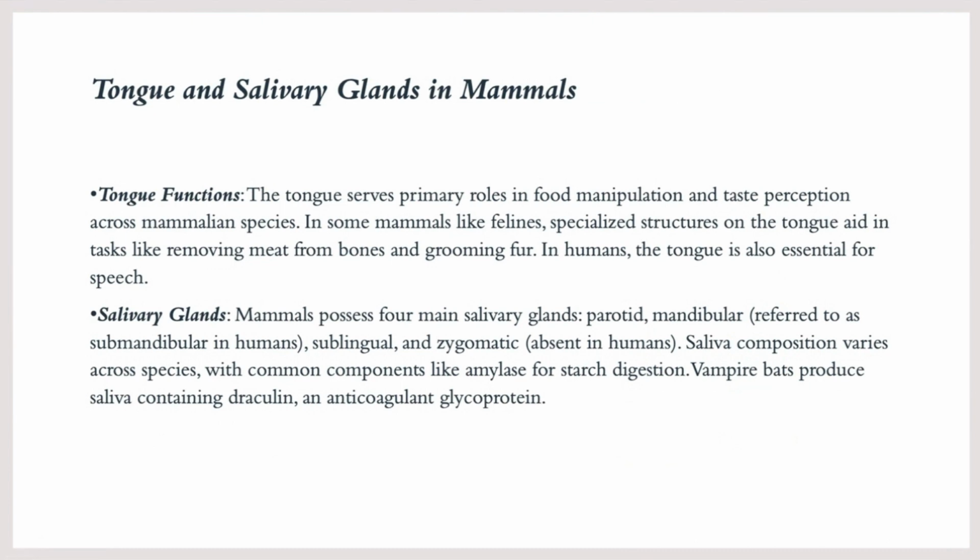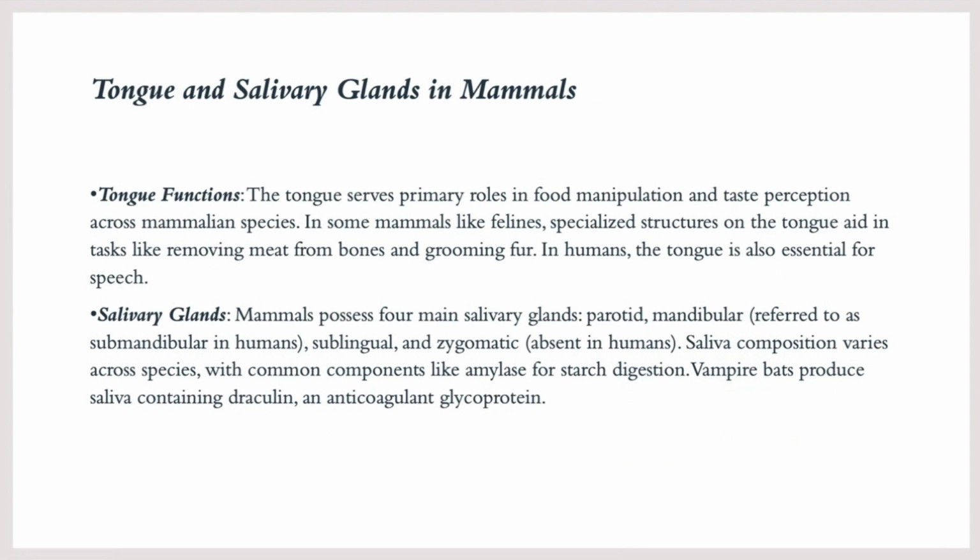So if you ever look at a cat's tongue, you'll see these white rows on their tongue, and they're basically these hard structures which can remove meat from the bones of the animals that they're eating, or they can remove basically dirt from their fur. Okay. And of course, in humans, our tongue is also very important for speech.